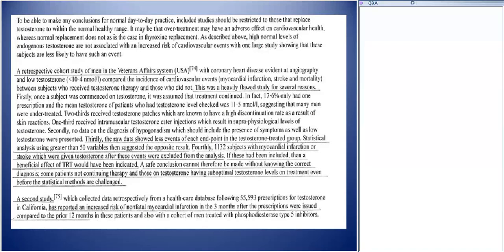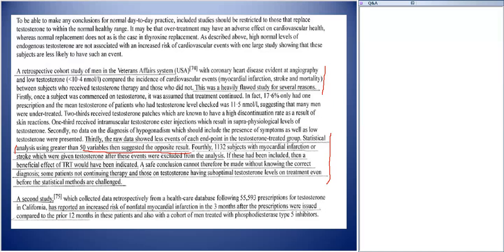This was a similar study that probably everyone already knows about from the VA study that I won't go over. But this study was heavily flawed for several different reasons, and this is important to understand to be able to discuss it with the cardiologist. There's a couple flaws up here which I won't talk about, but thirdly, the raw data showed fewer cardiac events for each endpoint in the testosterone-treated group. Yes, we all have to read that a couple times to understand what that says. The patients in the testosterone-treated group had fewer events than those in the placebo group. Then why did the study show the opposite? It was a statistical analysis using 50 variables using the Kaiser-Fleischer model that suggested the opposite result.